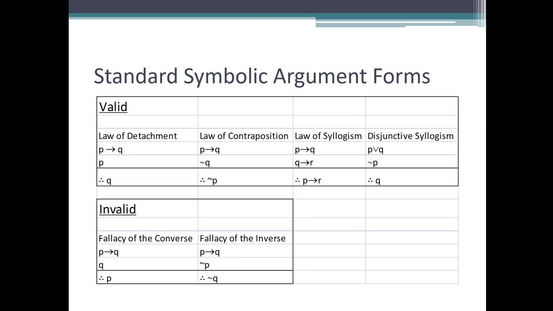So if you get an argument that fits one of those patterns, you can just stop right there and say, oh, okay, I don't need to do the truth table. Because you know that if it fits one of these four patterns, the truth table's final column is going to be all true. And you know if it fits one of these two, then the truth table's final column is going to have at least one false in it somewhere. So you don't even have to do it.